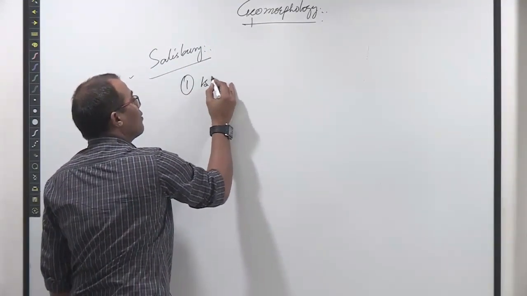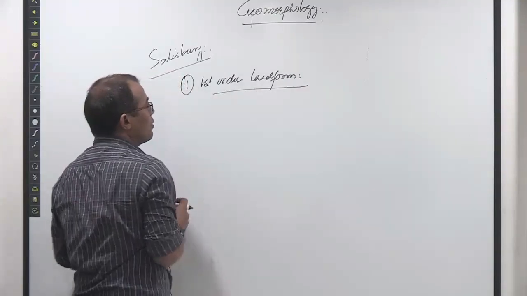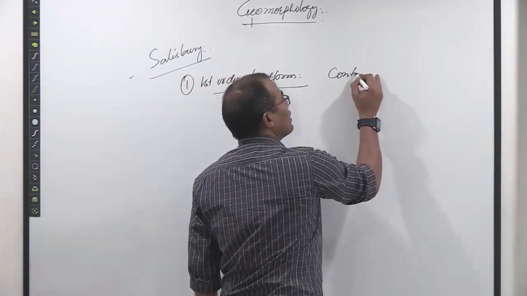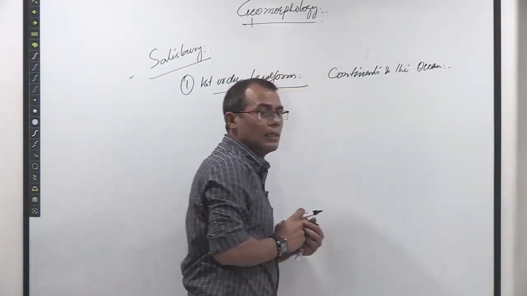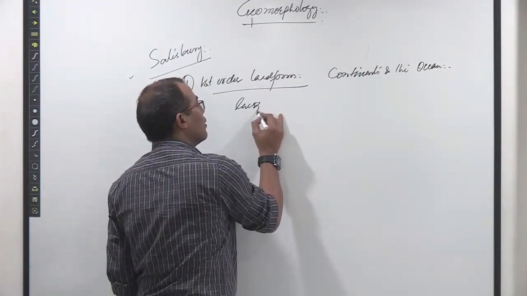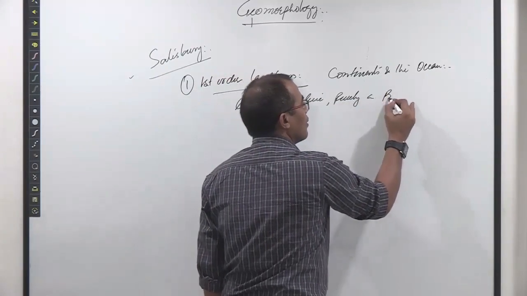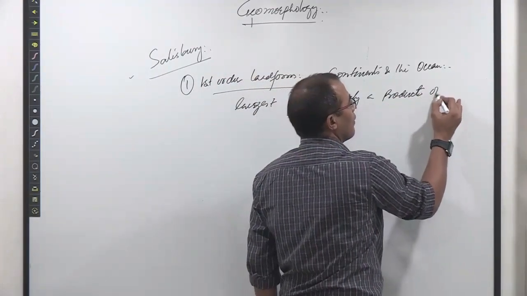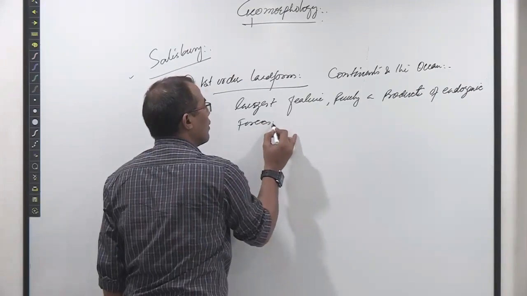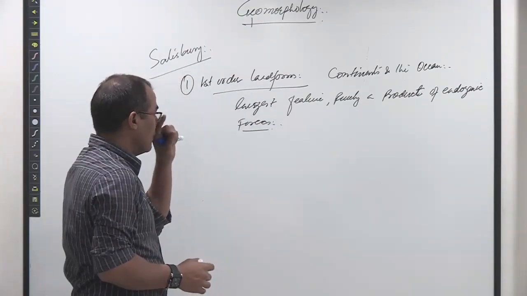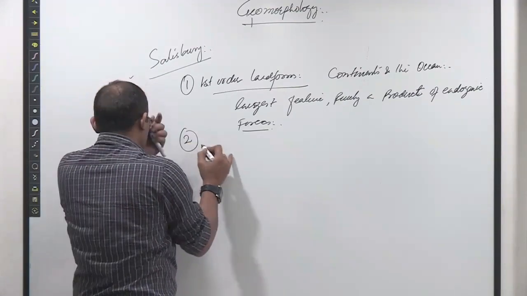He first suggested the first order landform, in which he put the broader aspects, the continents and the oceans. That means the largest feature, purely a product of endogenic forces, the forces which derive their energy from the interior of the earth. The second is the second order landform.